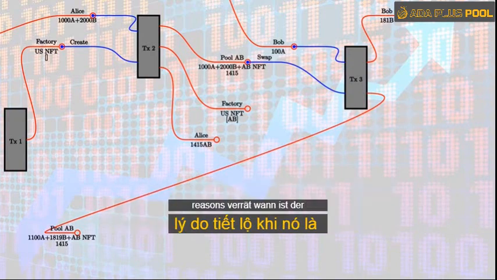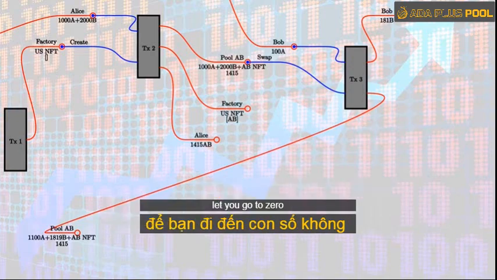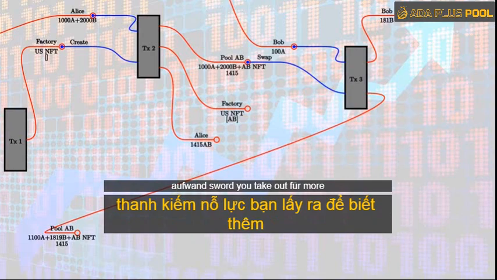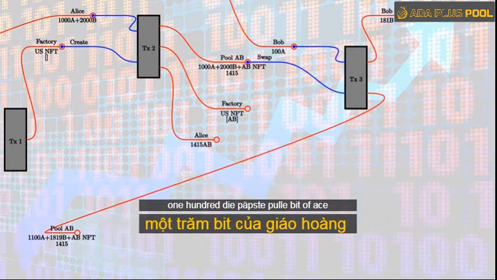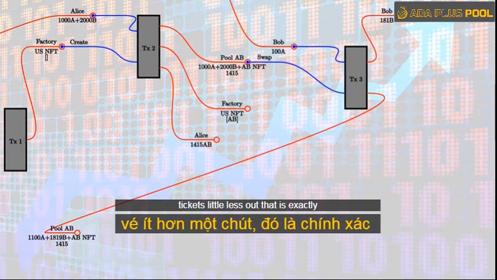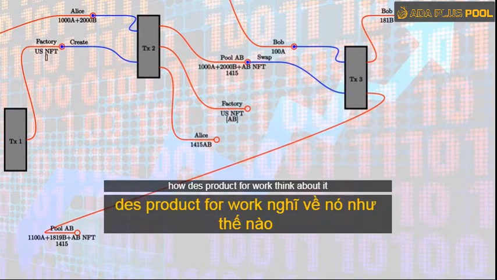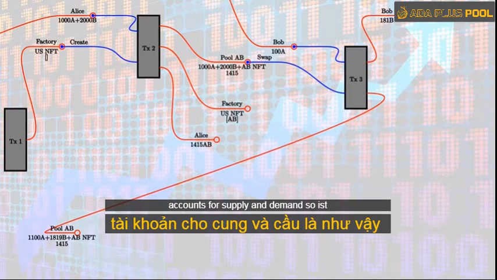So there are 2 reasons for that. One is that the amount of tokens in the liquidity pool is never allowed to go to 0. And the more of one sort you take out, the more expensive it gets, the less you get in return. So 100 depletes the pool a bit of A's. So he doesn't get the full factor 2 out, he gets a little bit less out. That's exactly how this product formula works, if you think about it.